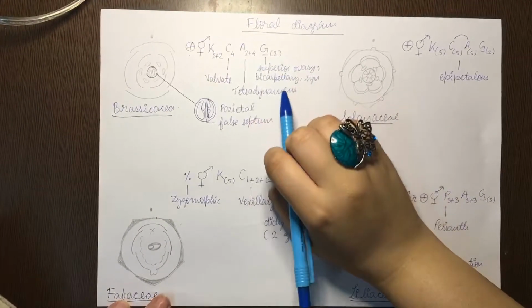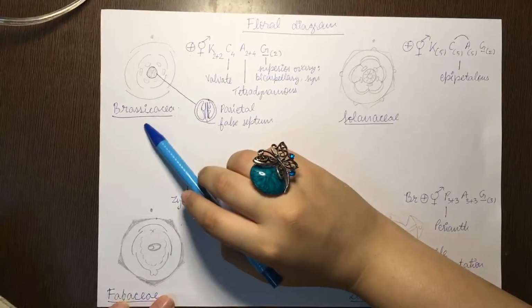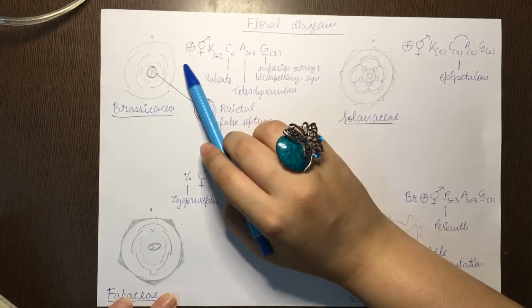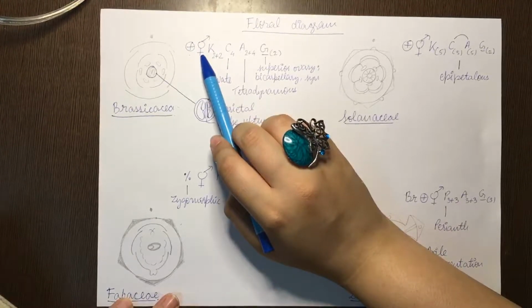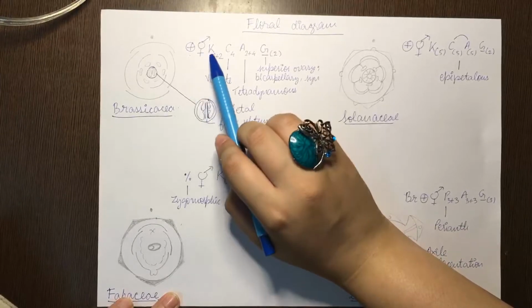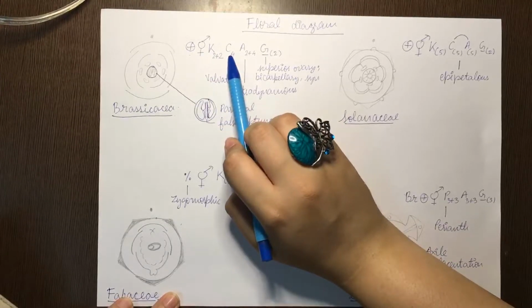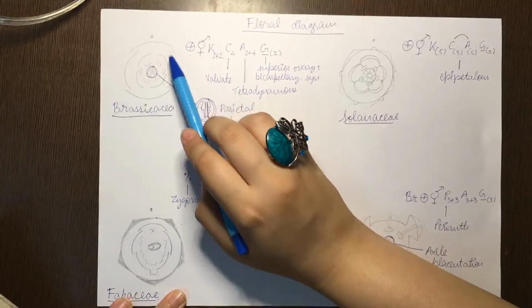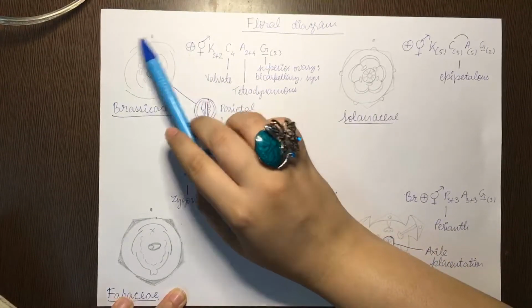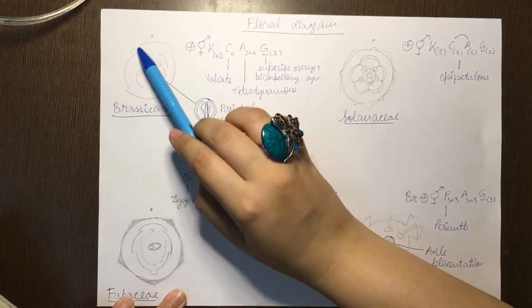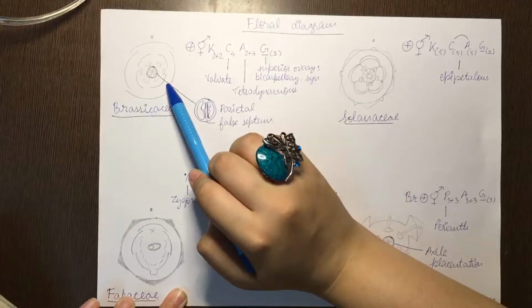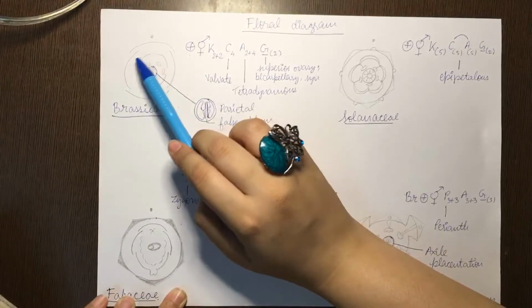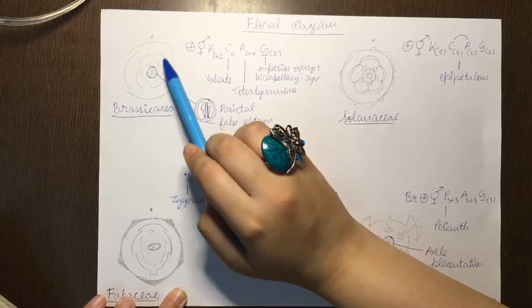Now the floral diagrams. This is for Brassicaceae. This means actinomorphic, radial symmetry. This is bisexual. This is for calyx, corolla, androecium and gynoecium. Calyx is the outermost. Here 2 plus 2 means 2 on the outer side and 2 on the inner side. 4 means 4 are on the same radial line, like this, same circle.